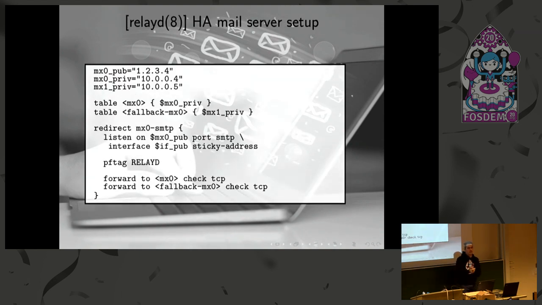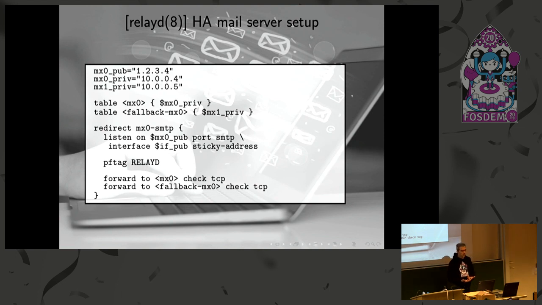The simple RelayD setup is just having an MX primary and a fallback, and it does a TCP check at the moment that just checks if the port is live or not, and if it's not, it falls back to the secondary. And for the secondary, the configuration is inverted, so we can have one of the two nodes down, and the whole traffic is moved to the primary or the other one.